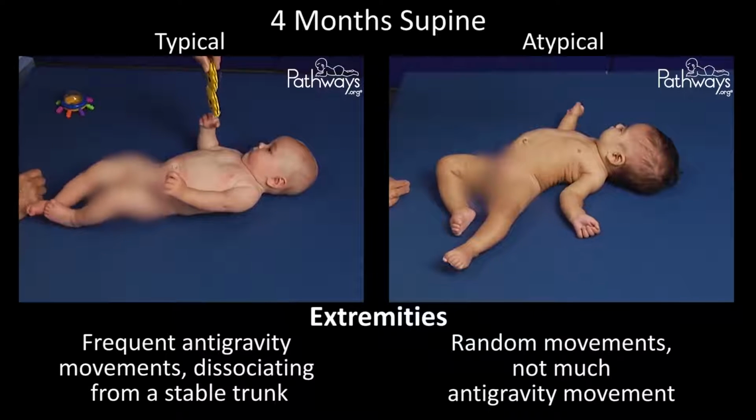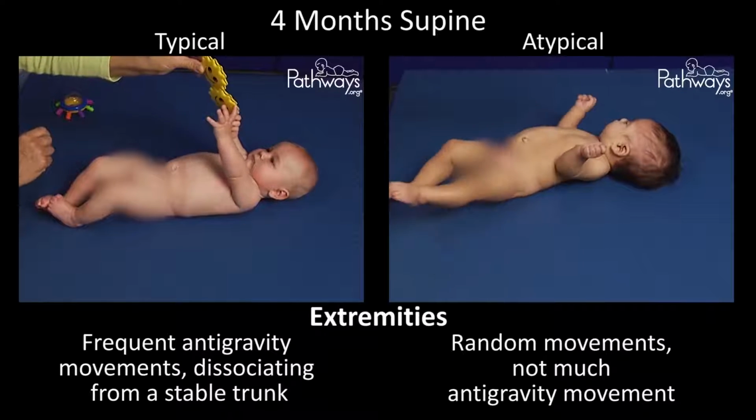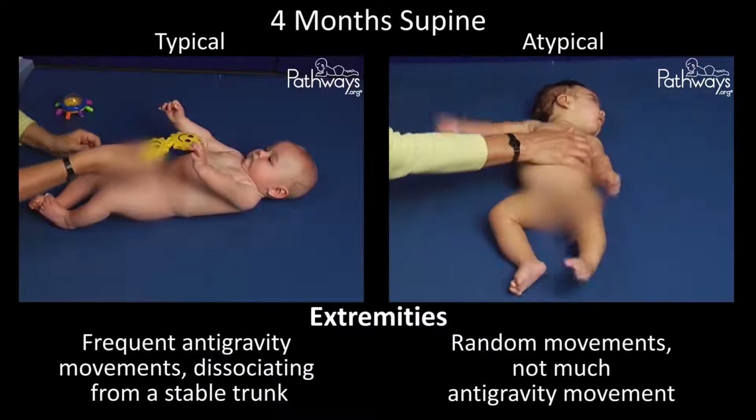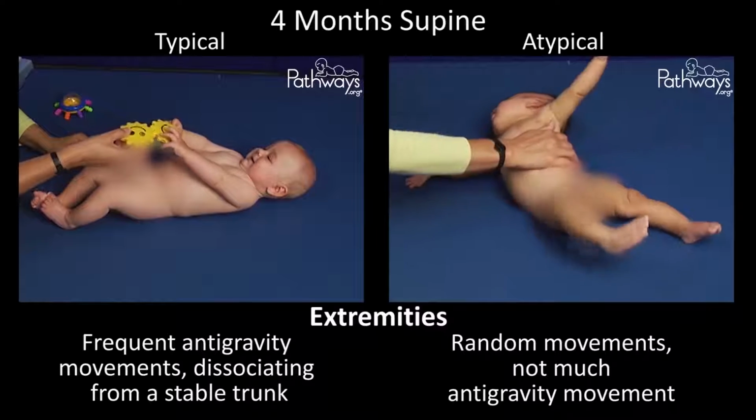Extremities. Notice the typically developing baby has frequent anti-gravity movements and extremity movement disassociated from a stable trunk, while the baby on the right has random movements and not much anti-gravity movement.